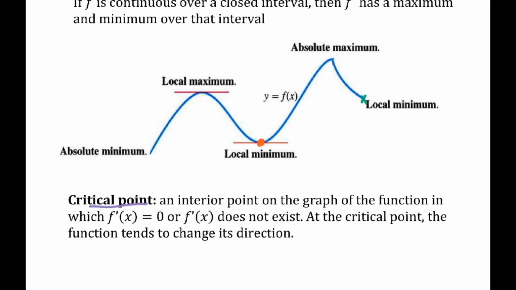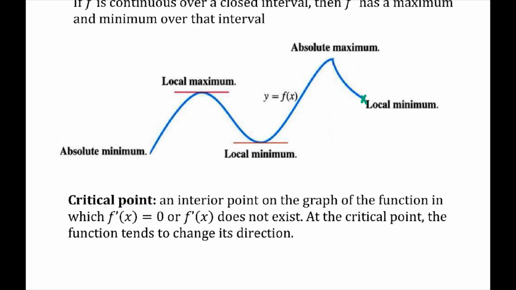If you talk about the minimum points, this one and this one, we notice that this point is lower, so this is an absolute minimum. And at this other point, the slope is 0, so it's a local minimum point.